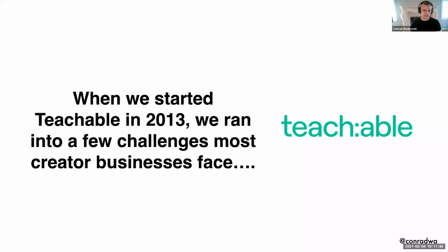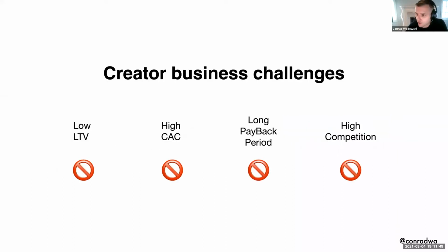So when we started Teachable in 2013, we ran into a couple challenges that a lot of creator businesses face. Here are some things that you might relate to, and maybe type into chat if you can connect with any of these as you're thinking about your business. Generally speaking, low LTV. With a typical creator, you're making about $1,000 a year on a creator. At least that's what we were doing. For a lot of other businesses, it's something similar. So you're not really monetizing that creator too much.